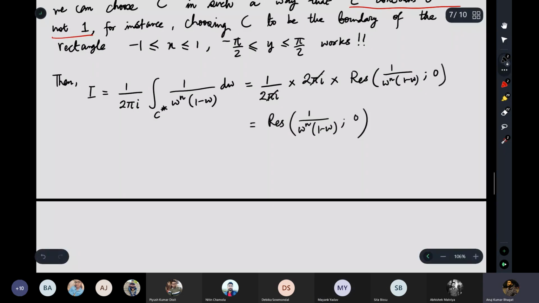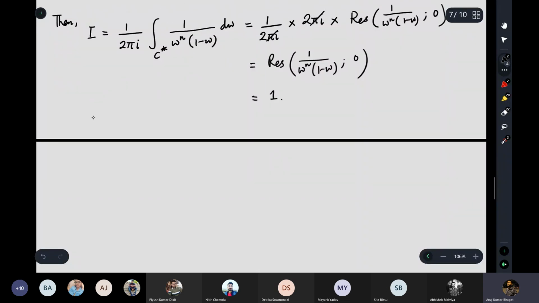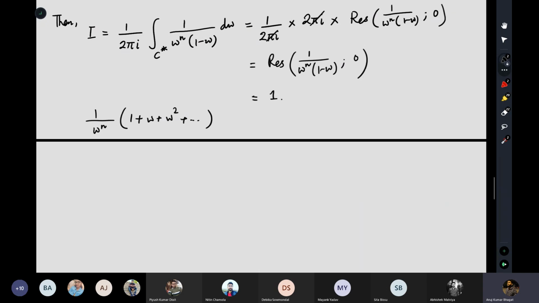You can just do the series expansion of this and you will get it. Like why it is 1, you can just write this. This is nothing but 1 by omega to the power n, and 1 by 1 minus omega is 1 plus omega square and so on. If you multiply, whatever n you give me, the coefficients are always going to be 1 for each term, and hence the coefficient of 1 by omega will always be 1. So the residue is 1.